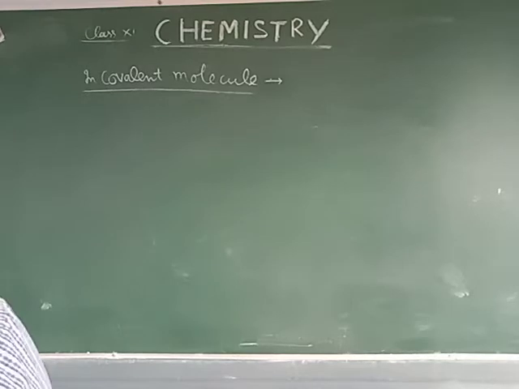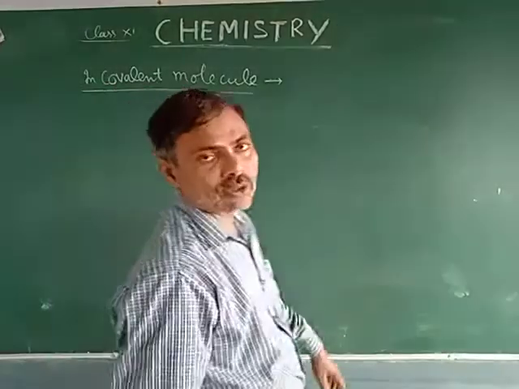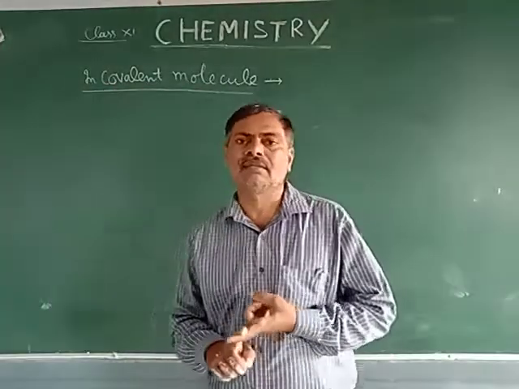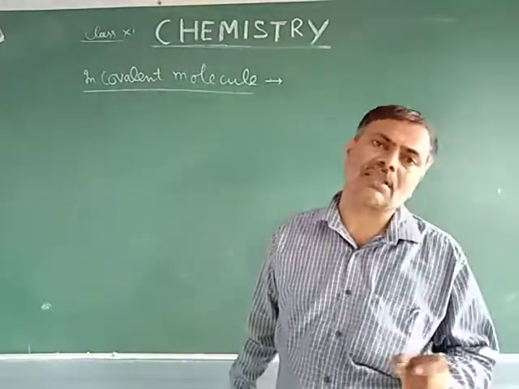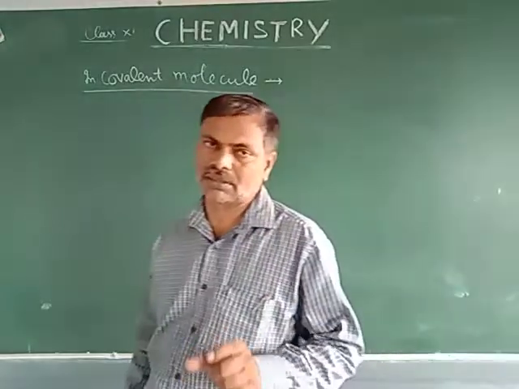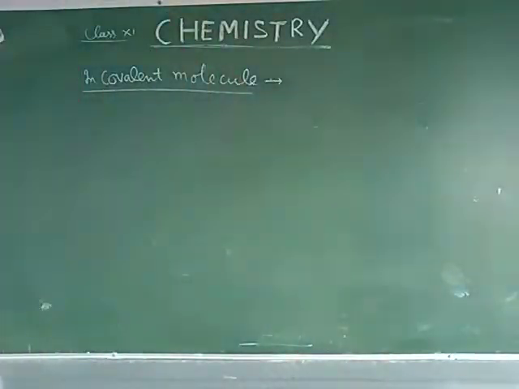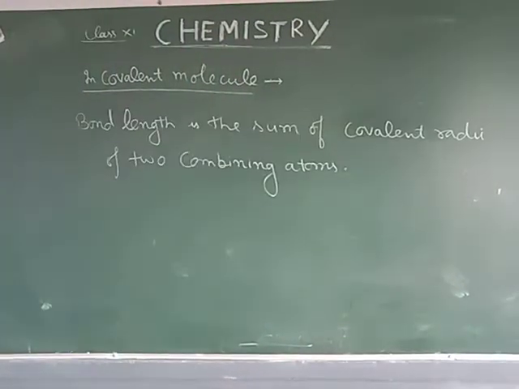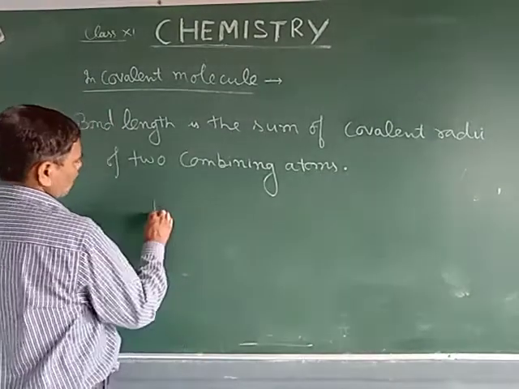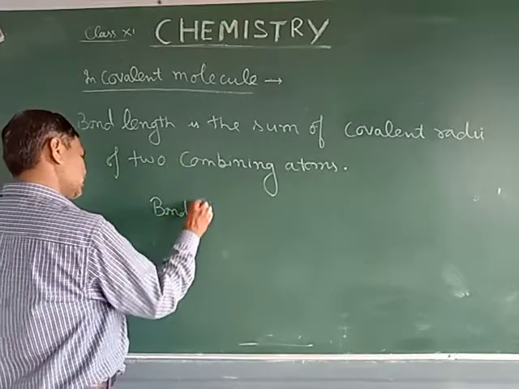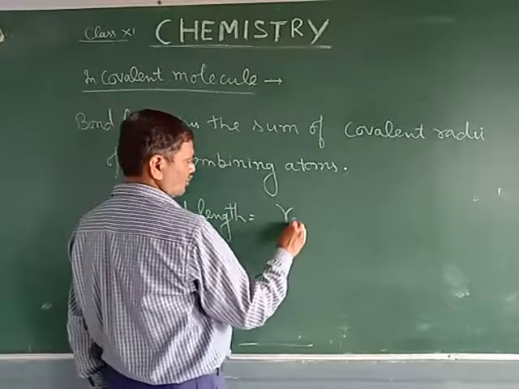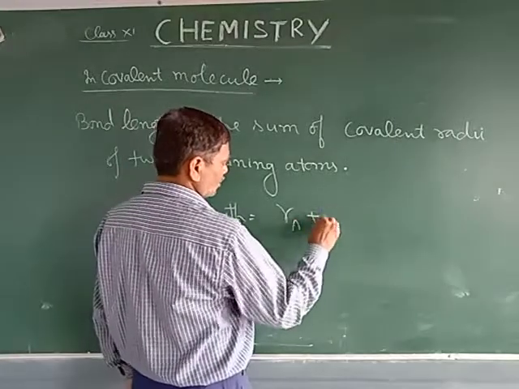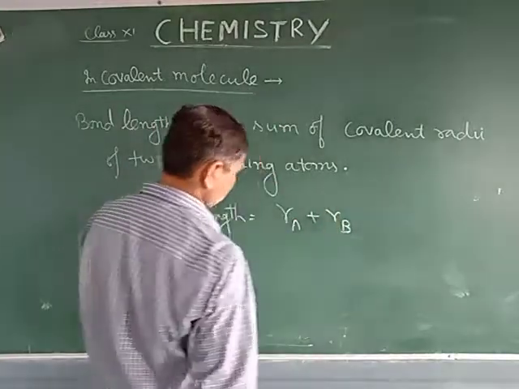In a covalent molecule, in the same way, the bond length is the sum of the atomic radii of the combining atoms. Bond length is the sum of the covalent radii of the two combining atoms. Bond length equals radius of atom A plus radius of atom B.